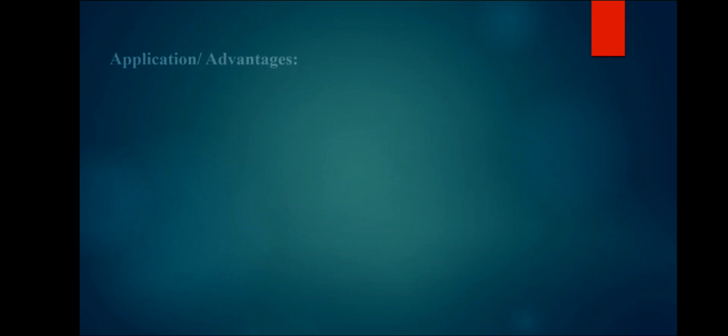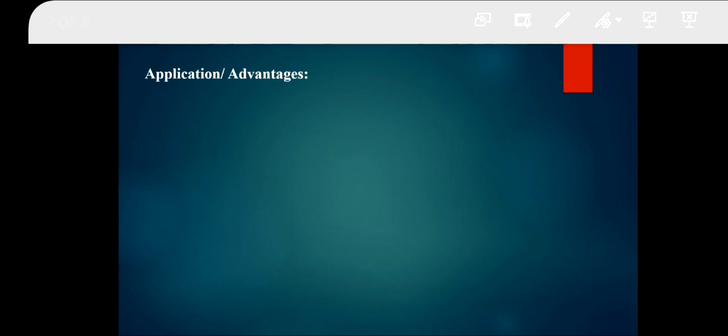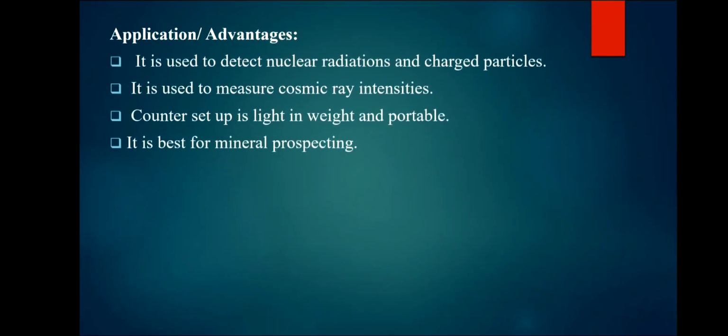Now we will move forward to see the advantages of the GM counter, or the applications of it. It is used to detect nuclear radiations and charged particles. It is also used to measure cosmic ray intensities. The counter setup is very light in weight and portable, and it is best for mineral prospecting.